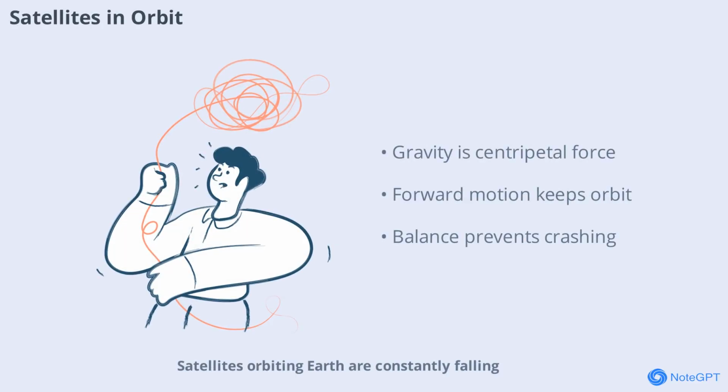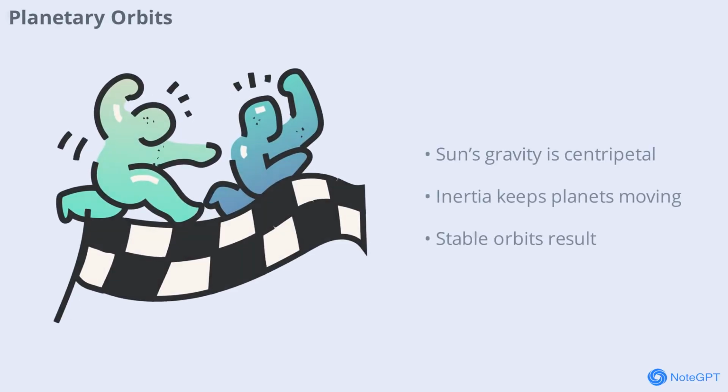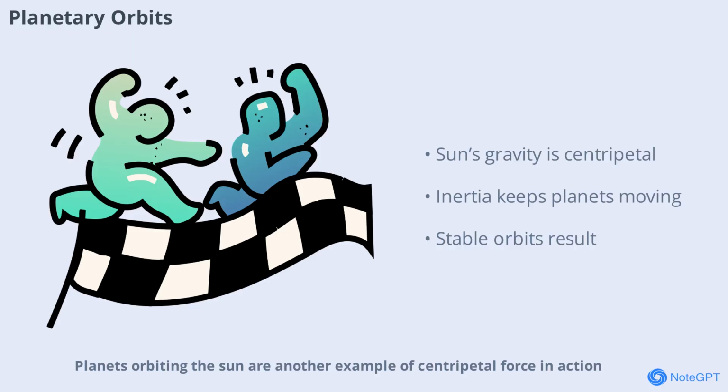Satellites orbiting Earth are constantly falling toward the planet due to gravity, which acts as the centripetal force. However, their forward motion keeps them in orbit, creating a balance between gravity and inertia. This delicate balance allows satellites to circle Earth without crashing or flying off into space, demonstrating the importance of centripetal force in space technology.